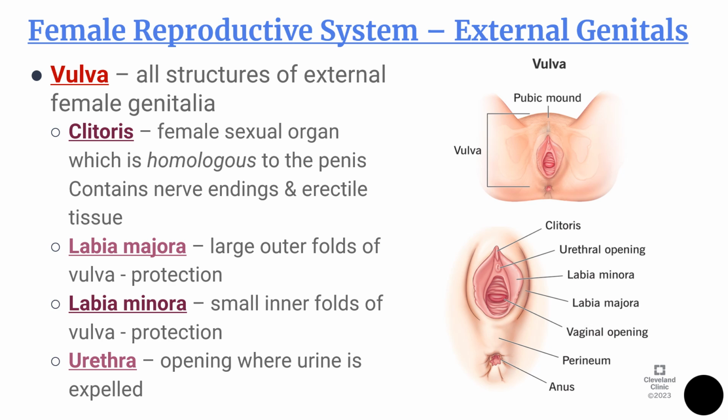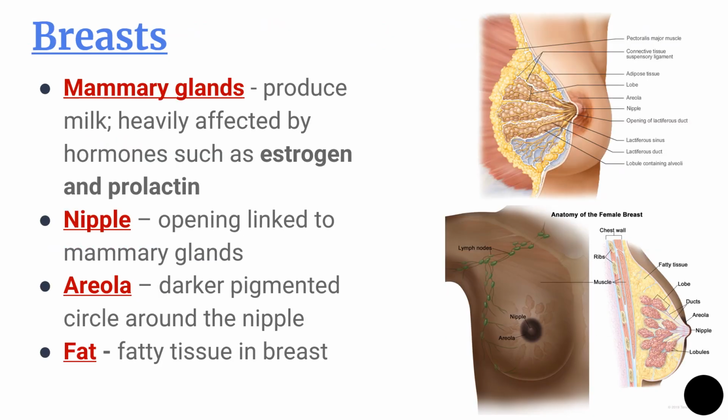So it doesn't really take part in the reproductive process, but it is in the general area. Let's talk a little bit about our mammary glands, also known as breasts. The purpose of these is to produce milk. They're heavily affected by hormones such as estrogen and prolactin, which control that milk supply. We talked a little bit about that when we talked about the endocrine system.